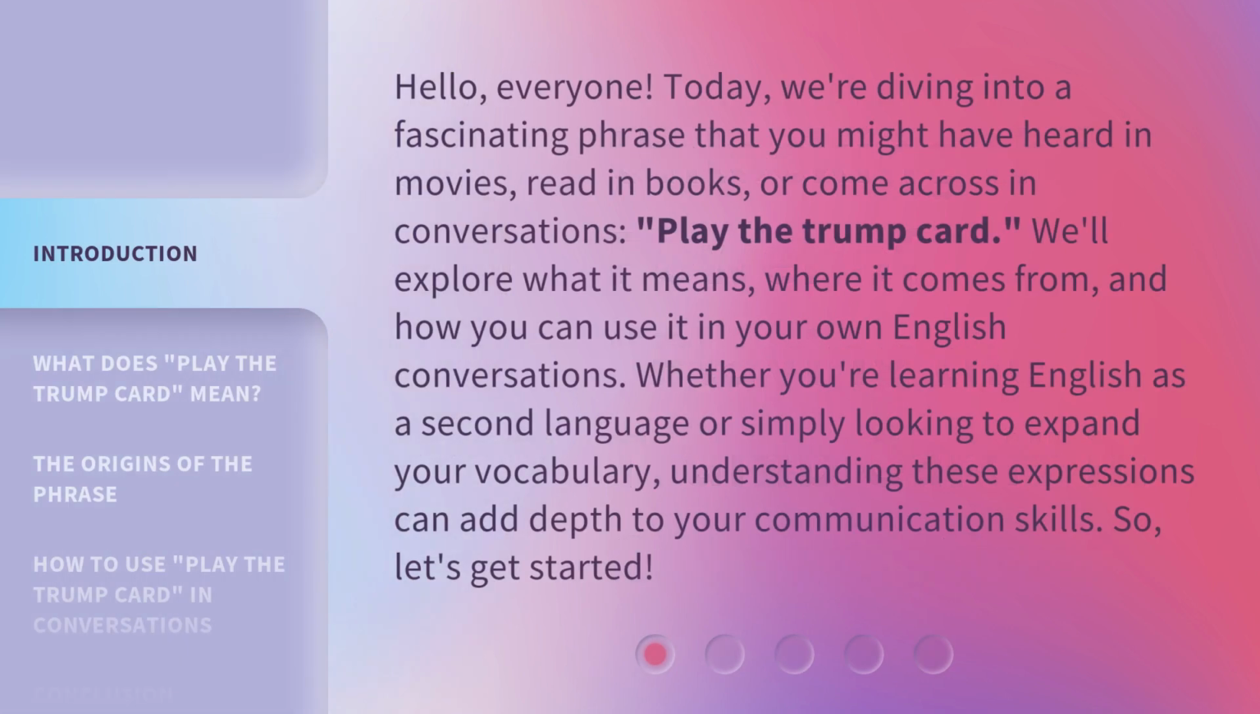Hello, everyone. Today, we're diving into a fascinating phrase that you might have heard in movies, read in books, or come across in conversations: play the trump card. We'll explore what it means, where it comes from, and how you can use it in your own English conversations. Whether you're learning English as a second language or simply looking to expand your vocabulary, understanding these expressions can add depth to your communication skills. So, let's get started.